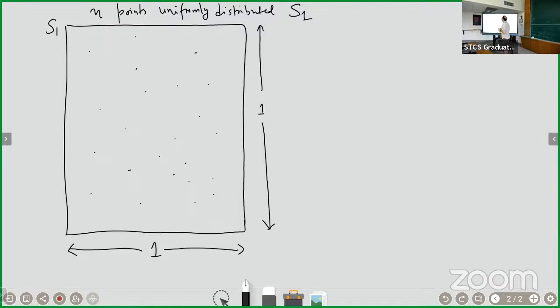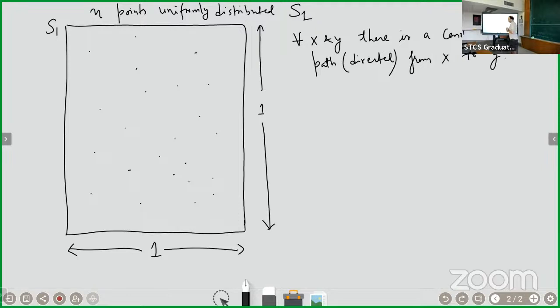And so when do I define the network to be connected? When for each x and y, for all x and y, there is a connected path. Here, there was a missing directed path. But here, it is all connected. For as many hops, I don't care. As long as from any x, I can reach any y. So let's say x was here, y was here, and somehow I will connect some directed path.